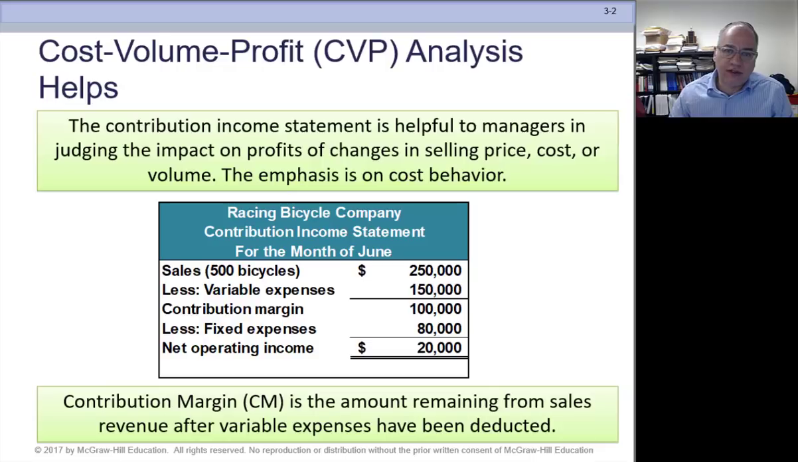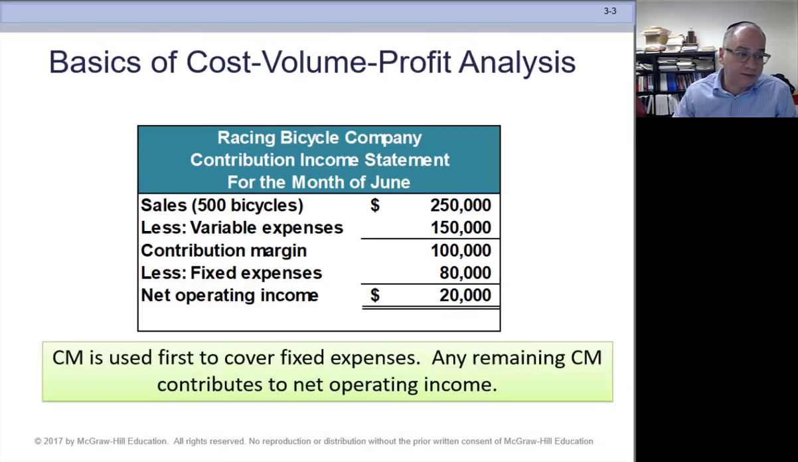And key to all of this is the definition of contribution margin. Contribution margin is sales revenue minus variable expense. So here you can see an example: racing bicycle company. Sales are $250,000, variable expenses are $150,000, giving you a contribution margin of $100,000. And contribution margin is going to be used to cover your fixed expenses. And once you cover your fixed expenses, anything that remains is going to be net operating income. It's going to increase your profits.